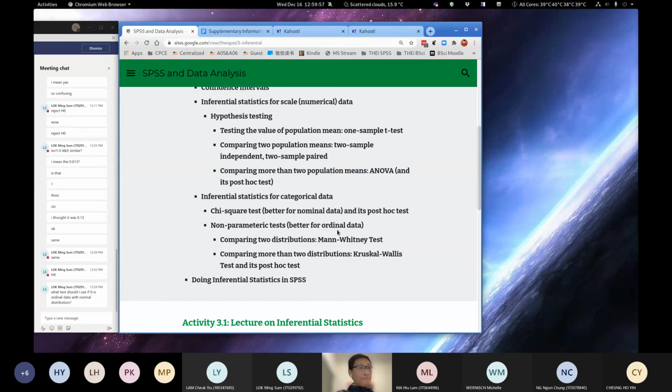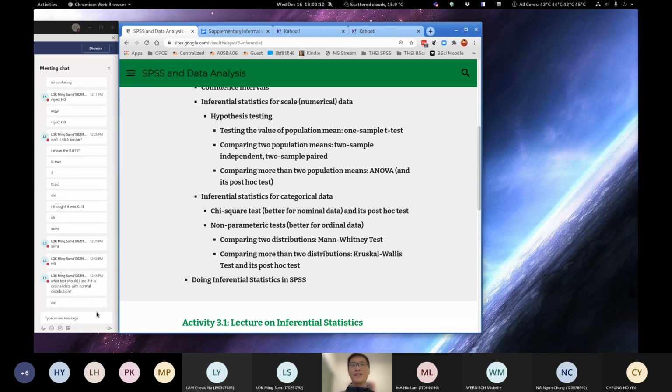Okay, so what test should I use if it is ordinal data? Ordinal data cannot be normally distributed. Normal distribution only refers to scale data. So for ordinal data, you use non-parametric test.